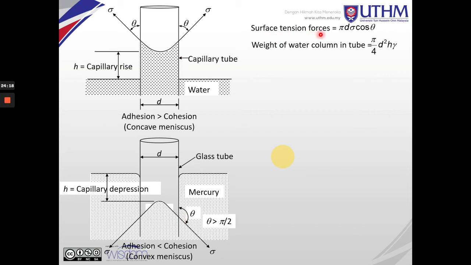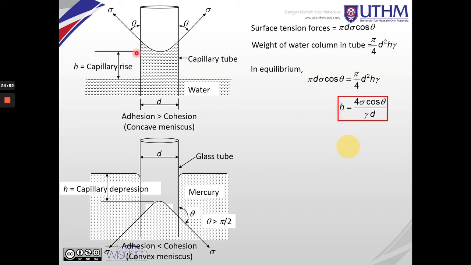So the surface tension force uses this equation: pi times d times surface tension times cos theta. The weight of the water column in the tube is pi over 4 times d squared times h times specific weight. Just remember this is the surface tension force and this is the weight, so that is in equilibrium. So we get these equations until we get the height of the capillary rise.